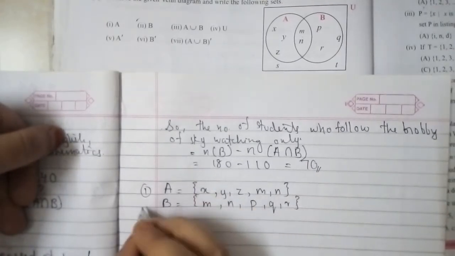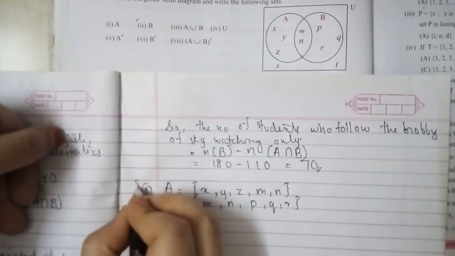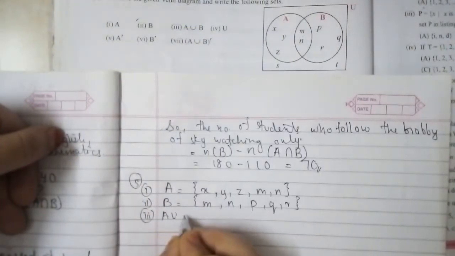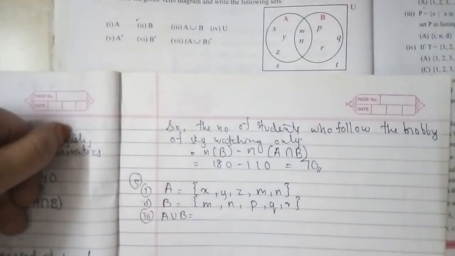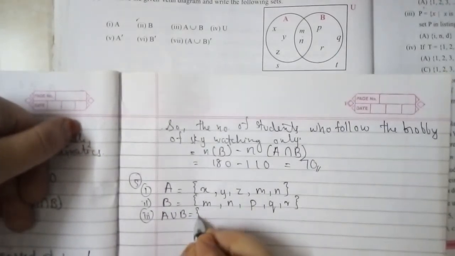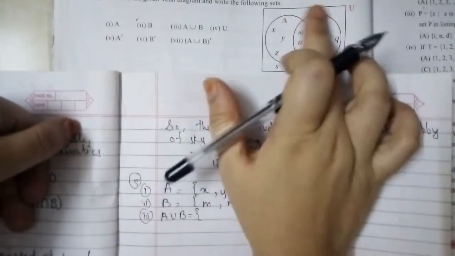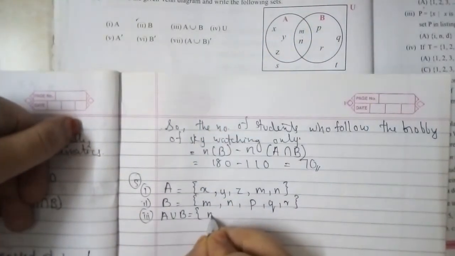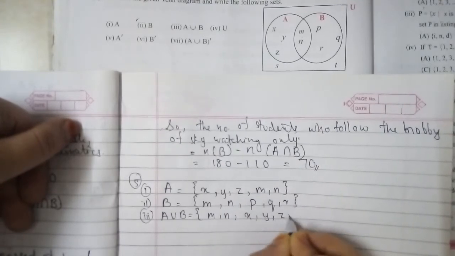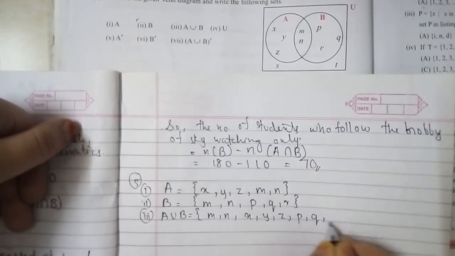Now next, for 3 we have to find out A union B. Now what is A union B? All the elements which are present in both the sets, including the common elements also. So X, Y, Z, M, N and P, Q, R. So first we will write M, N, X, Y, Z, P, Q, R.